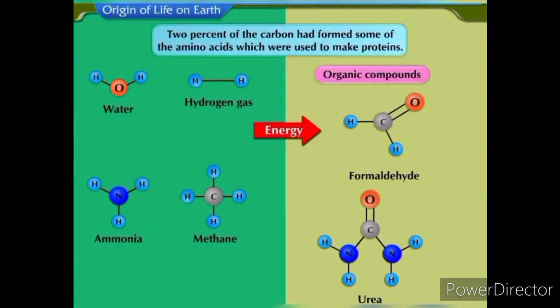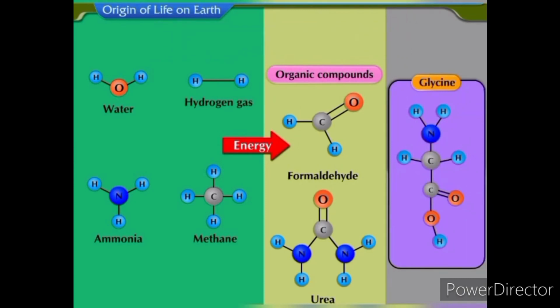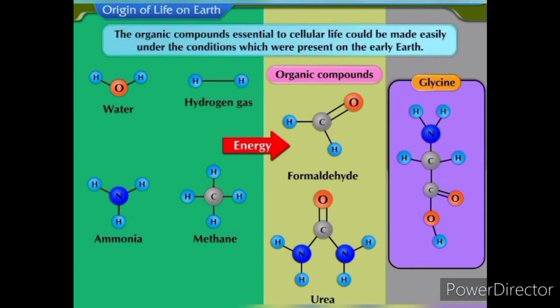2% of the carbon had formed some of the amino acids which were used to make proteins. Miller's experiment showed that the organic compounds such as amino acids, which are essential to cellular life, could be made easily under the conditions that scientists believed to be present on the early Earth.